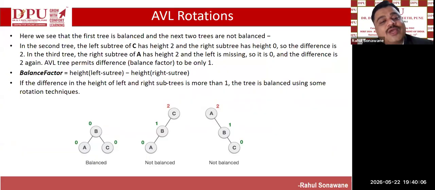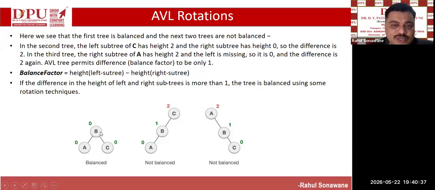Okay. Now, here you can see I have taken three different examples. Now, here you can see if you concentrate on a node A, A does not have any left child or right child. So obviously the height of left and right will be 0. So 0 minus 0 is 0. Therefore, the balance factor for the node or vertex A is 0. Similarly, the balance factor for the vertex C is also 0.